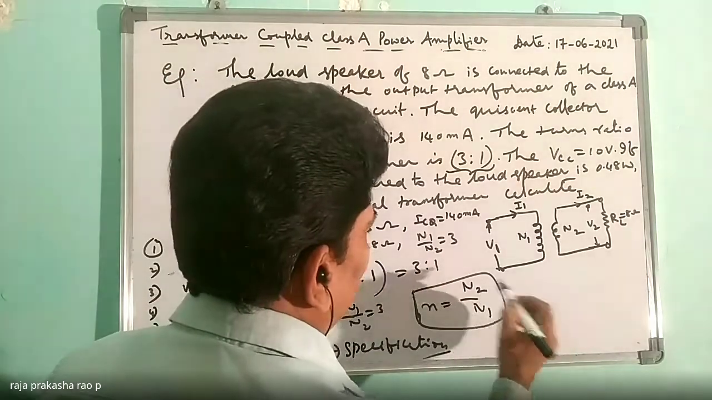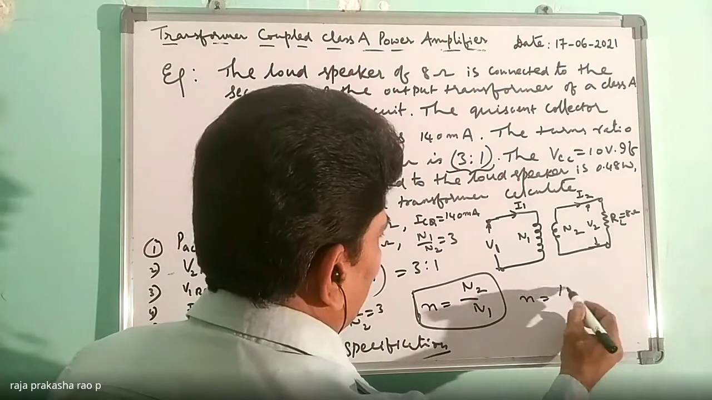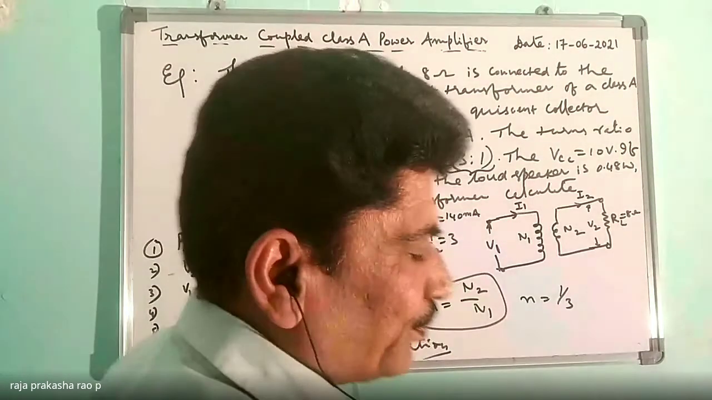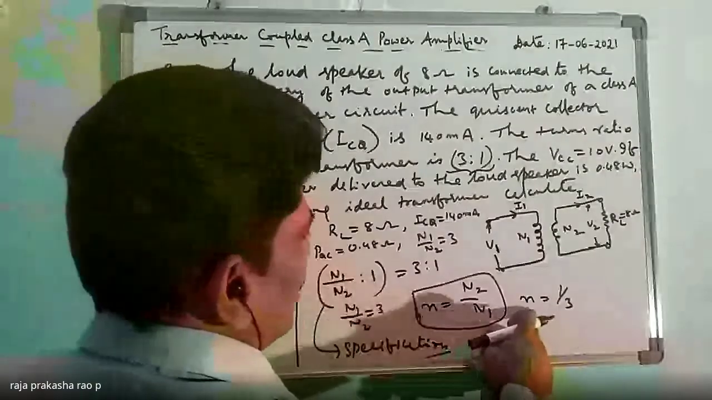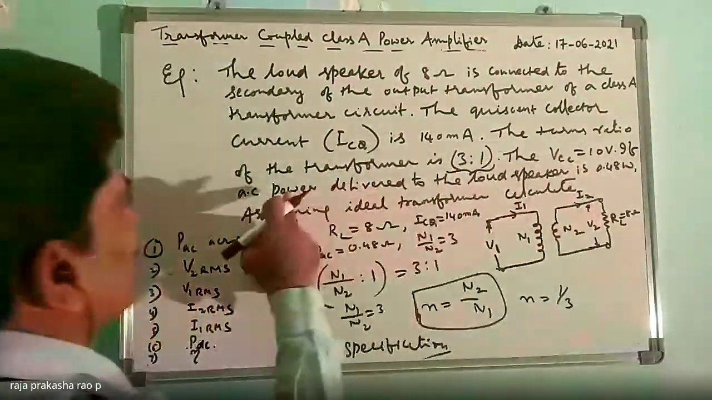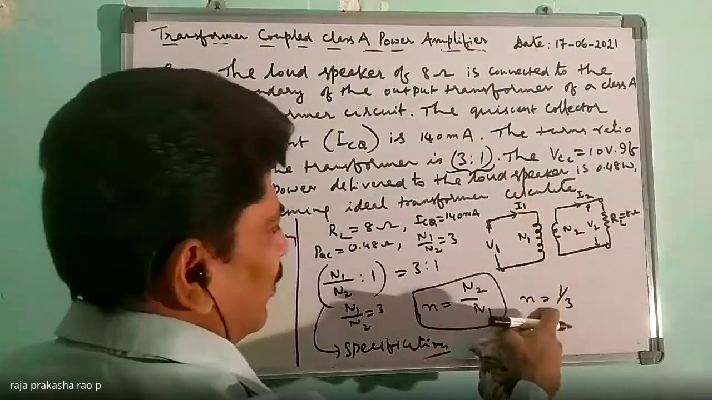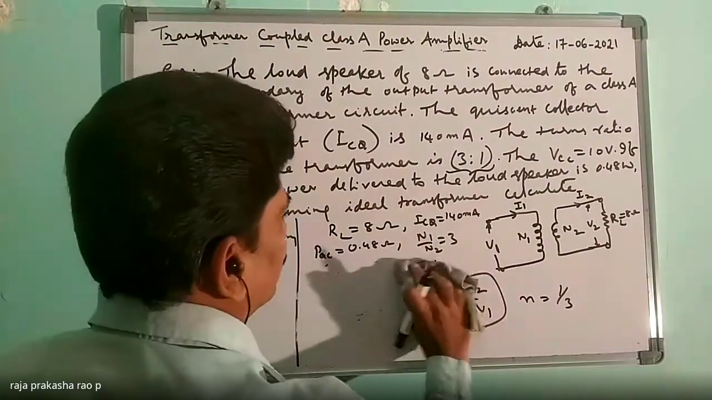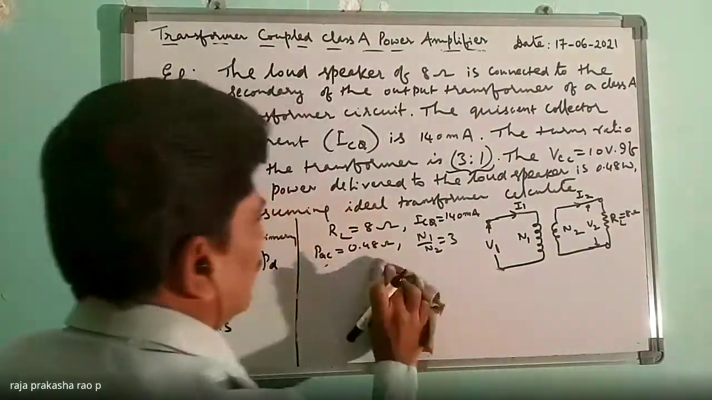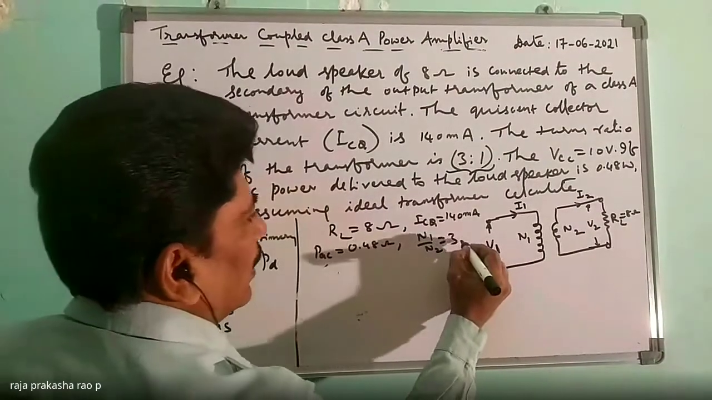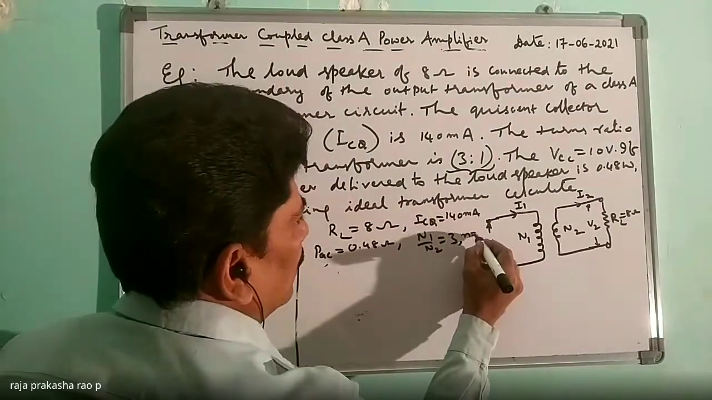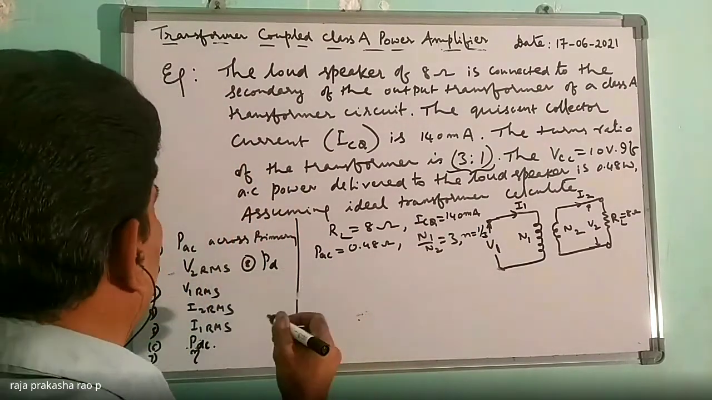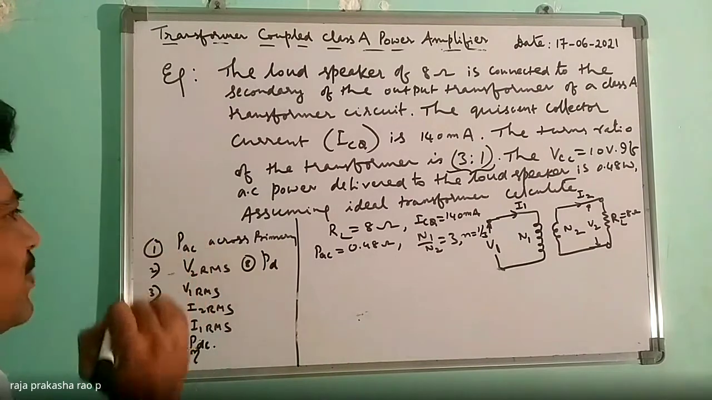So what will be N now? N will be equal to 1 by 3, since N is equal to N2 by N1. The turns ratio is equal to 1 by 3. But if the turns ratio of the transformer is given like this, then N will be 1 by 3. And N is equal to 1 by 3. Power is given. What is the first question? Find the PAC across primary.